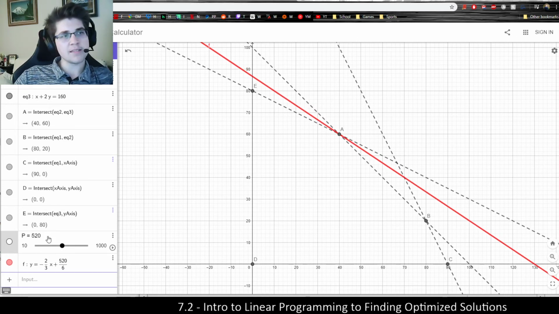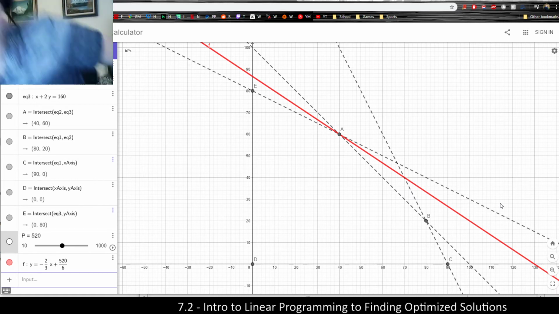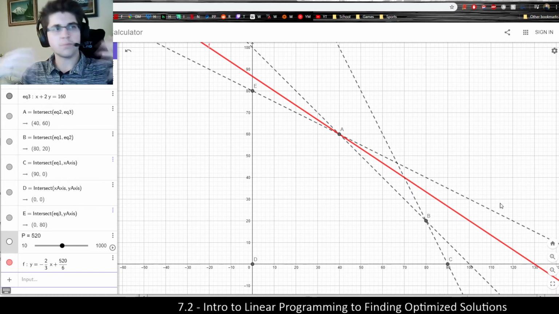So in doing all this and building all this, I can figure out that the best profit I could get in this situation is $520, and it will happen at exactly this point, when I sell 40 manual can openers and 60 electric can openers. And that should fit all of the other parameters, because that's what these other lines represent. It's beneath each of those lines, so it's good to go.